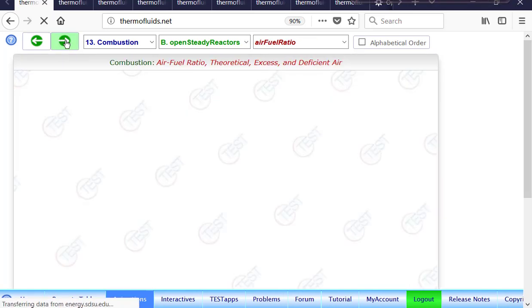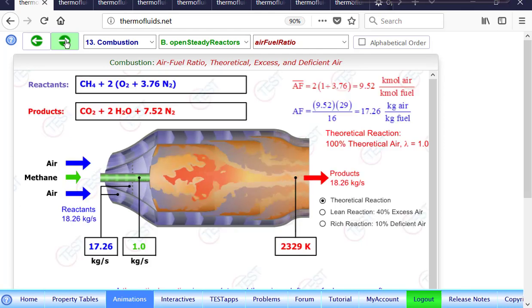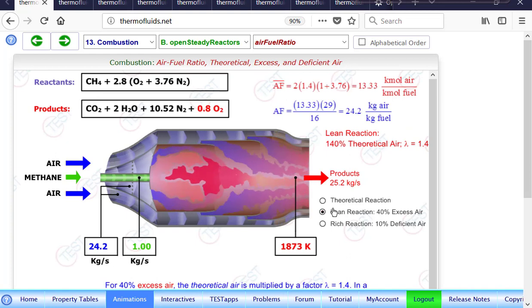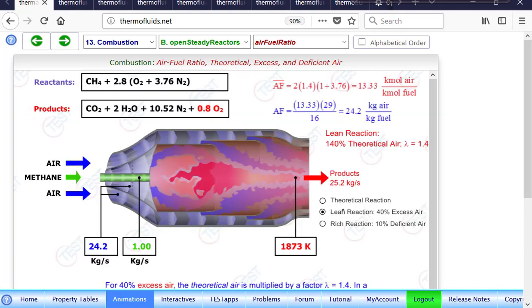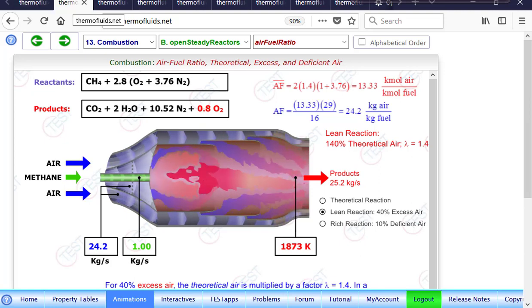Another important concept, which I want to just quickly brush over, is what is a lean reaction or rich reaction. These are expressed by the air-fuel ratio. The theoretical air-fuel ratio is the amount of air used for every kg of fuel or every kilomole of fuel. AF bar is kilomole based, AF is mass based. In a lean reaction, the AF is actually higher, and their ratio is called lambda, the ratio of excess air used. 1.4 means 40% excess air. So maybe we'll solve a problem with 40% excess air to find the temperature after a reaction.